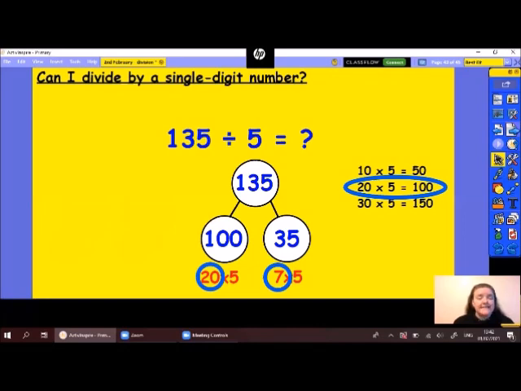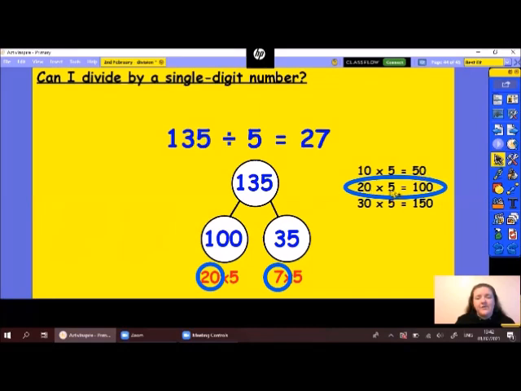Now I can do exactly the same thing as I did before. I've got 20 lots of 5 and I've got 7 lots of 5. So how many lots have I got altogether? I've got 27.